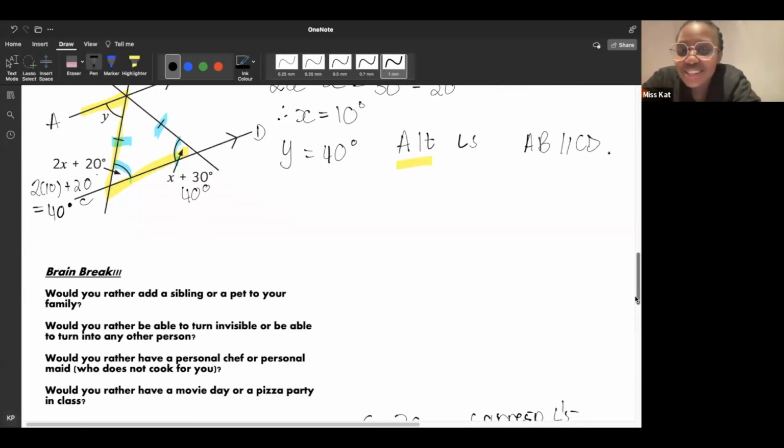Guys, a pizza party is a teacher's worst nightmare. You guys will be unruly. You'll be running everywhere. You'll be energetic and excited. It's going to be chaos. Oh no, as a teacher, that's going to be a nightmare. Yep, that is a nightmare for me. As a teacher, I would never.